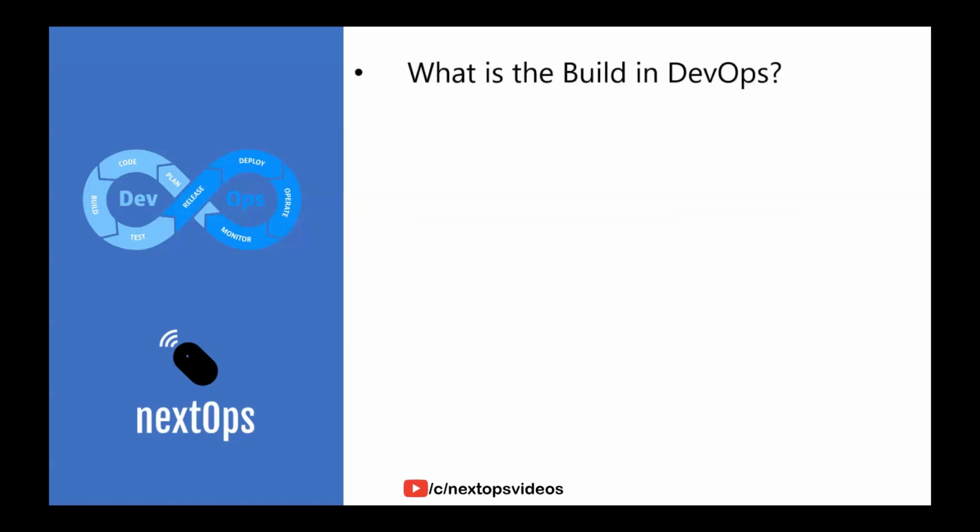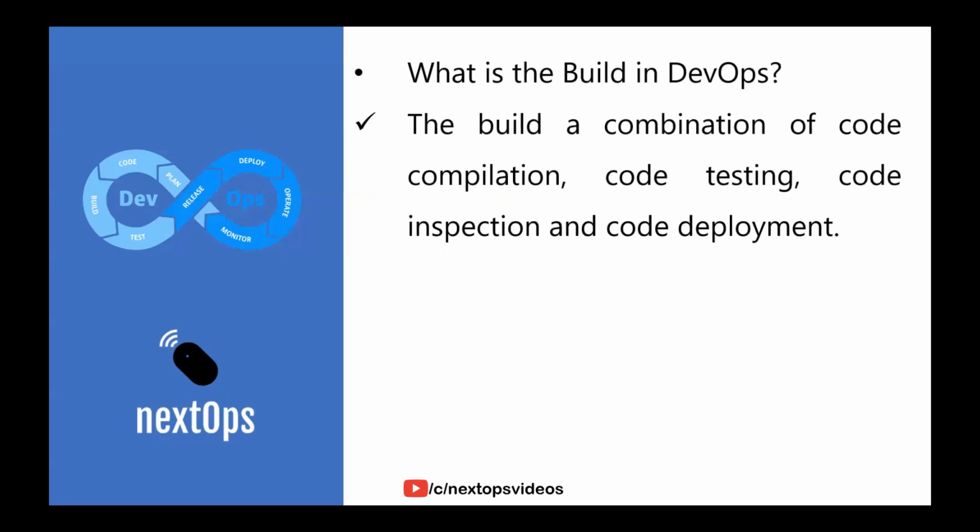What is a build in DevOps? The build is a combination of certain tasks like compilation, testing, inspection, and deployment. When the developer pushes code back to the repository, depending on the application framework, a build tool will be used. If it is a Java application, usually Maven, Gradle, or Ant-like tools will be used. If it is a .NET based application, Visual Studio or MSBuild-like tools will be used. For Python, Ruby, and other languages, they have their own build tools as well.